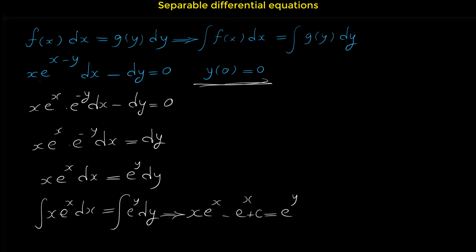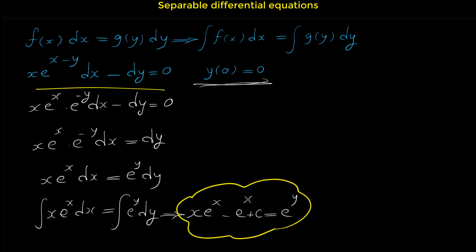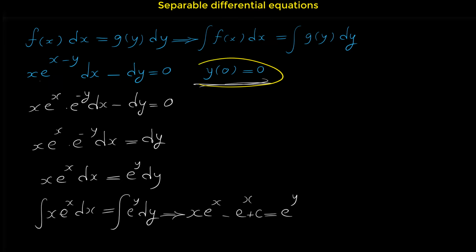Now here we can use our initial condition for finding the particular solution. Note that this is the general solution of this differential equation. But because we have an initial condition, we can use it to find c, so we can find the particular solution of this differential equation. Based on our initial condition, the value of y at 0, when we plug in x equals 0, the y value is also 0.